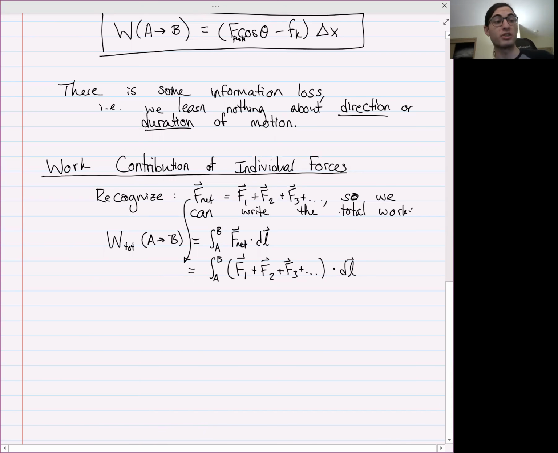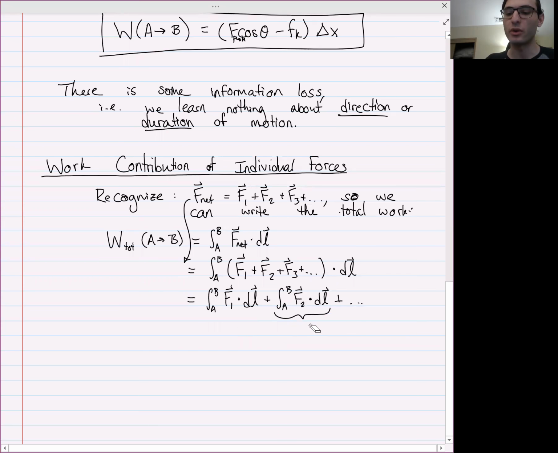And we know that the dot product distributes across addition, and we know that the integral distributes across addition. So this is equal to the integral from A to B of F1 dot dl plus the integral from A to B of F2 dot dl, and so on and so forth. And so we can call each of these the work that is contributed from that particular force. So the total work, and maybe it just seems obvious, is the work from force 1 plus the work from force 2 plus the work from force 3, and so on and so forth.